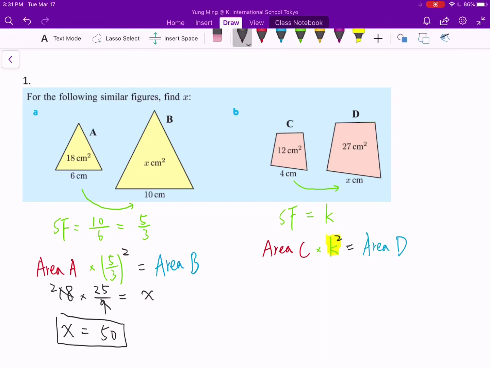So we have area C, which is 12, times k squared equals 27. So we can solve for our k squared. K squared is equal to 27 over 12. If you divide both top and bottom by 3, you're going to get 9 over 4. It looks good, because k in this case, we can write that as 3 over 2. It's a pretty nice number.